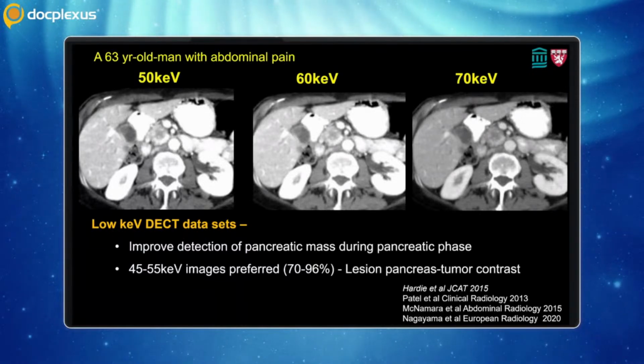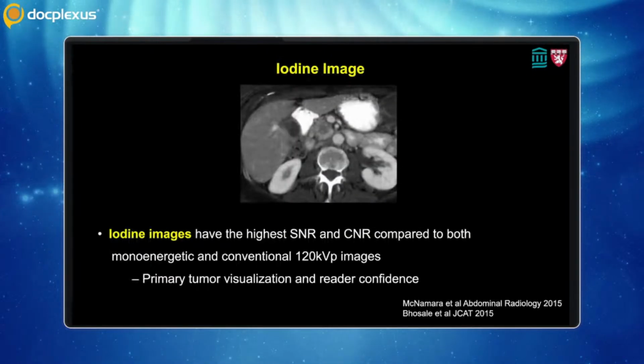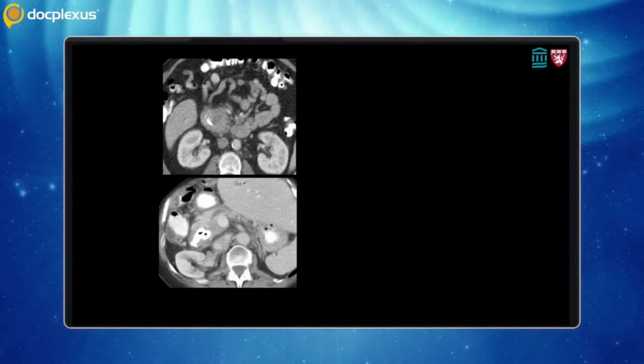55 keV range. In addition, because dual energy CT allows acquisition of iodine images, they also demonstrate high SNR and CNR compared to monoenergetic and conventional 120 kVp images for both visualization of the primary tumor as well as enhancing reader confidence. Another conundrum commonly encountered in patients with pancreatic cancer is they often present from outside with stents in place, either a plastic biliary stent or a metallic stent, which can sometimes make it hard to visualize lesions adjacent to the stents.